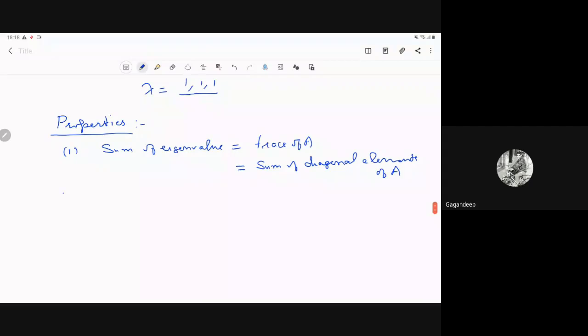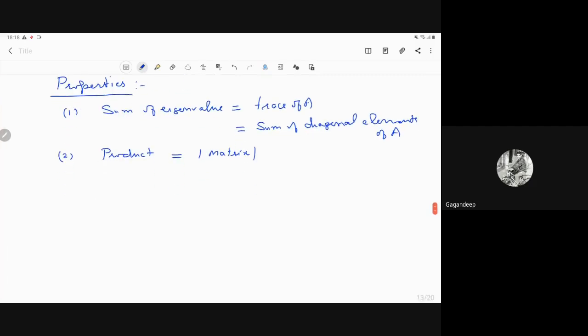Let me write one more property here. We will prove both the properties together for a 2 cross 2 matrix. The product of eigenvalues is equal to the determinant of the matrix. Let's prove it for a 2 cross 2 matrix. You can prove it in general also. I will see if I will put the general proof in the lecture notes. You can see there.